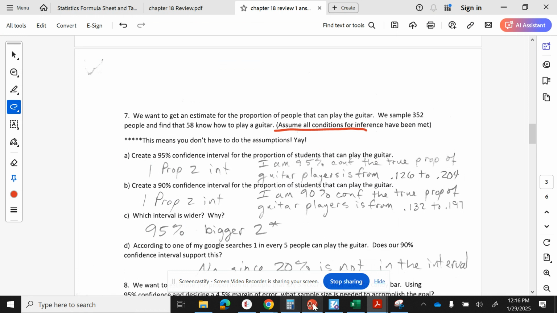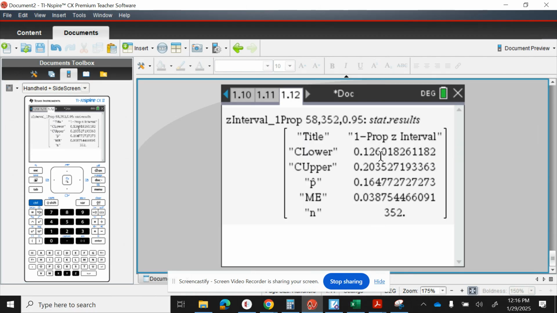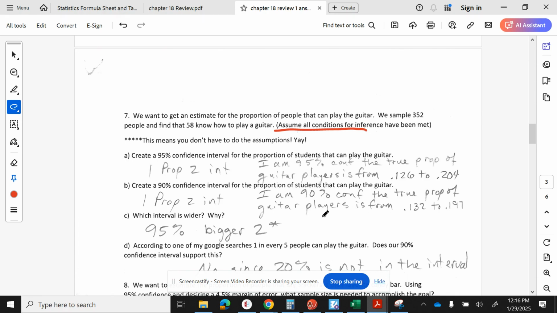We have 58 successes out of 352. We do a 95% confidence interval. We get 0.126 to 0.203. Say 1 prop z interval, that's a point, that's your work. I am 95% confident the true proportion of guitar players is from 0.126 to 0.204.